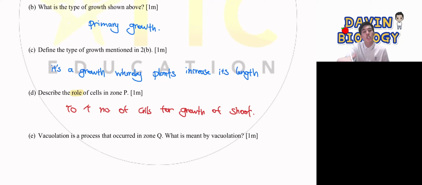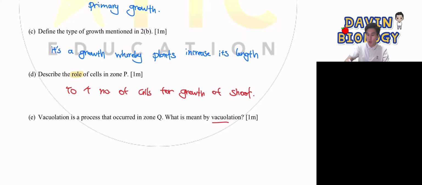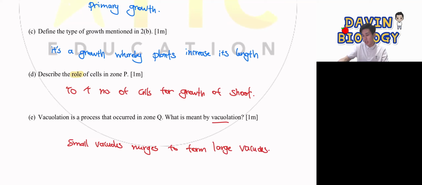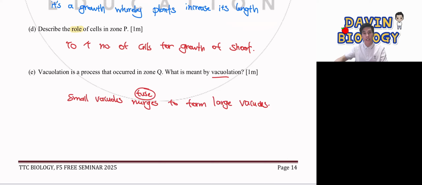Next, vacuolation is a process that occurs in zone Q. What is meant by vacuolation? So vacuolation means the vacuole becomes big. It's a process whereby small vacuoles merge to form larger vacuoles. Large vacuoles. Merge or fuse. Yes, you can also say fuse.